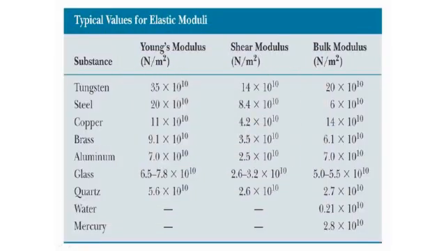So here, for different materials like tungsten, steel, copper, brass, aluminum, glass, whatever it is, we have different values of Young's modulus, shear modulus and bulk modulus. So these are their values. Got it?